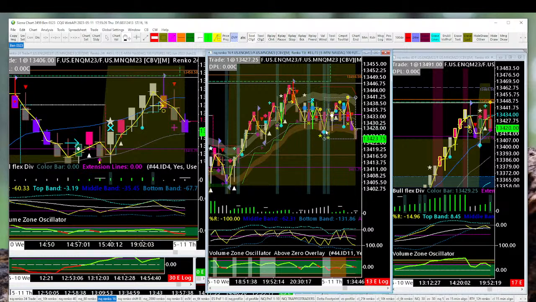But the only dot I see is this one, and it's kind of late. Oh wait, I didn't see this one. There's a dot right here. So there is a high volume edge around here, here, and here.